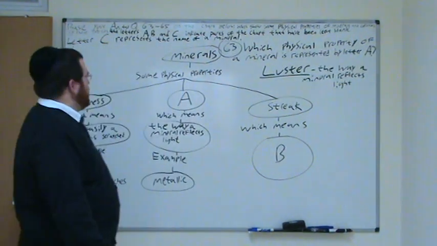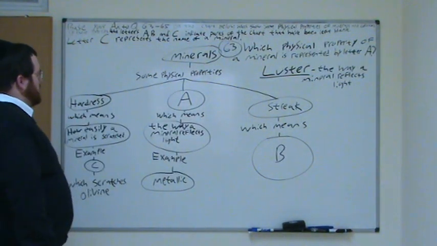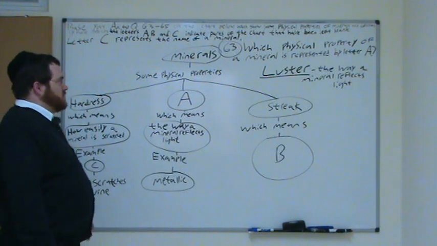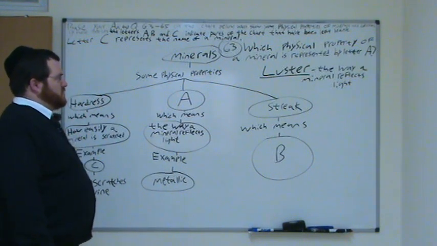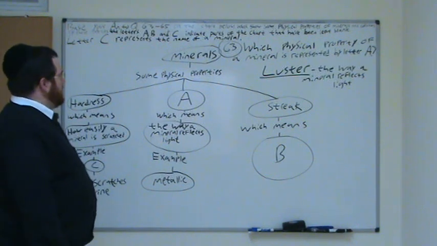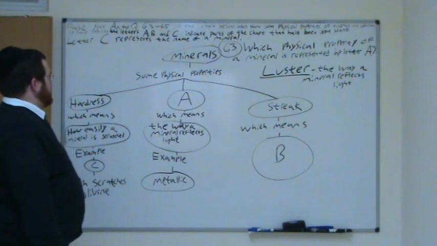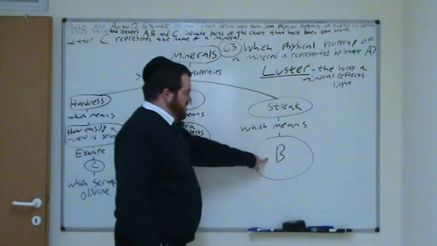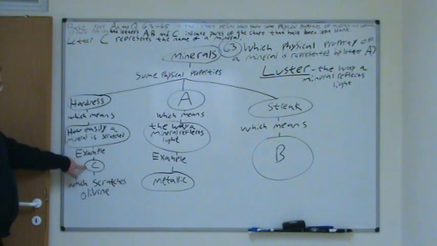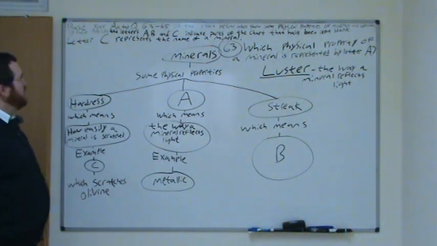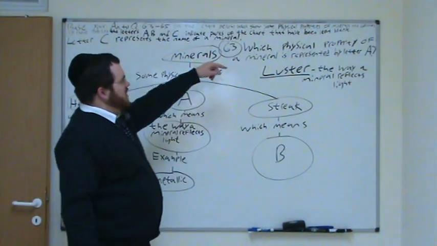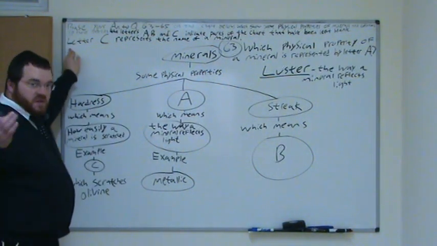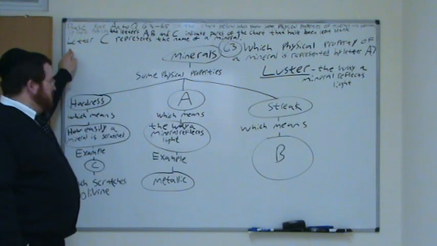Question 63. Base your answers to questions 63 to 65 on the chart below, which shows some physical properties of minerals and definitions of these properties. Letters A, B, and C. Over here you have an A, over here you have a B, over here you have a C. They indicate parts of the chart that have been left blank on purpose for you to fill in.